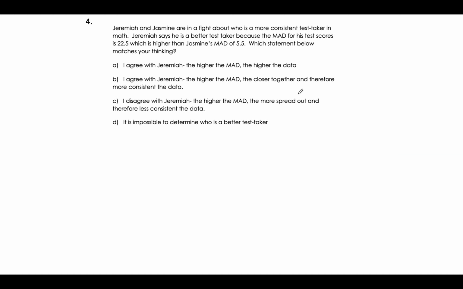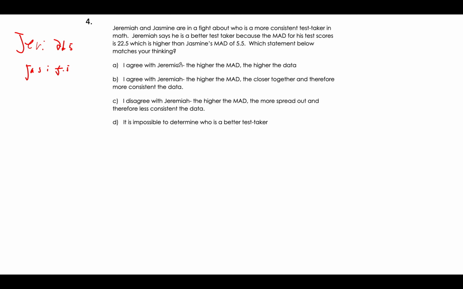Alright, I'm hoping you've done these two questions. Let's take a look at question number 4. Jeremiah and Jasmine are in a fight about who is a more consistent test taker in math. Jeremiah says he is a better test taker because the MAD for his test scores is 22.5. And Jasmine has a MAD of 5.5. Which statement below matches your thinking?